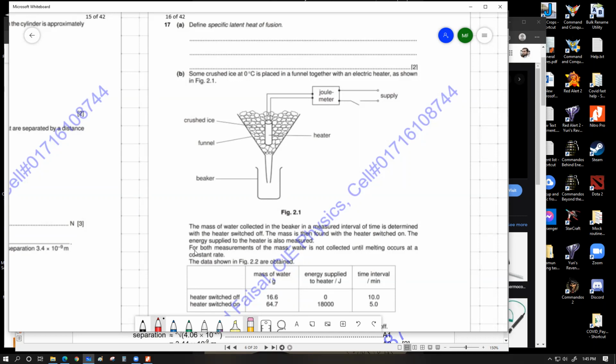So switching off the joule meter actually doesn't stop the flow of water. Physically, you have to put the beaker under the funnel, start the stopwatch, and keep it there for the duration you want. For example, in this case, it is 10 minutes and 5 minutes.